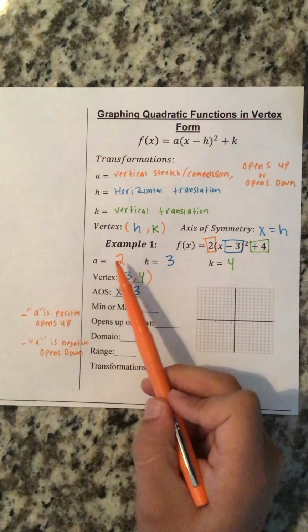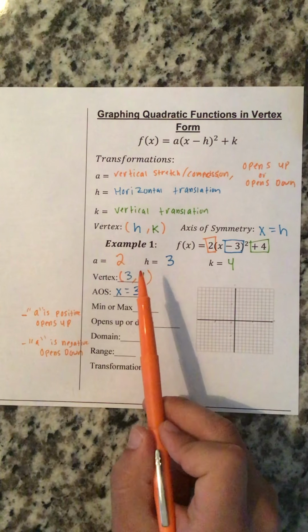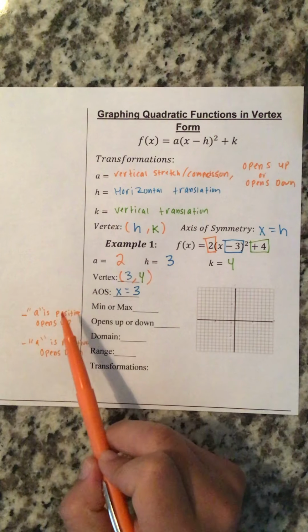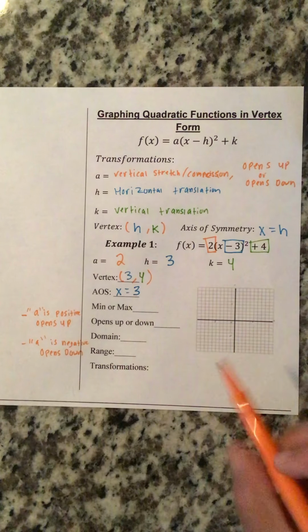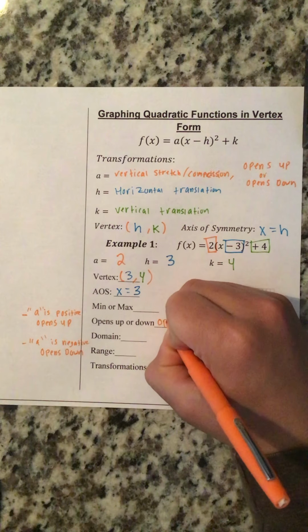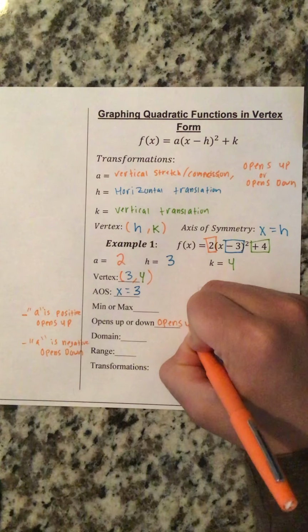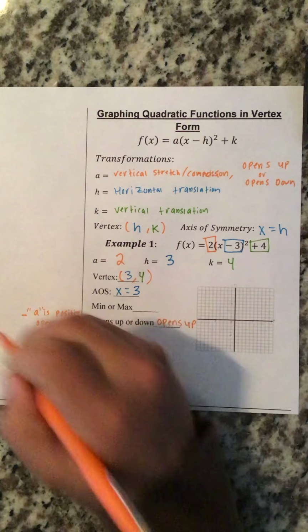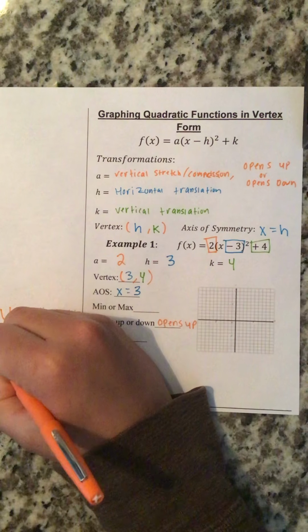So let's look at my A value. It's a 2. Is 2 positive or negative? Hopefully you say positive, which means it opens up. So we're going to say opens up. So that would look something like this.